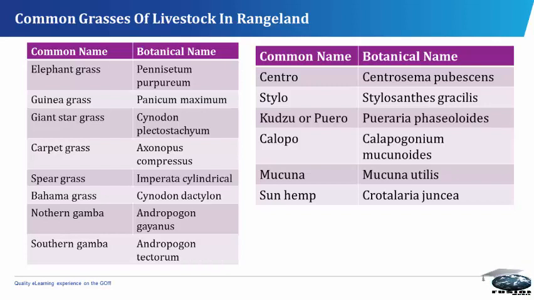Bahama grass is Cynodon dactylon. Northern gamba is Andropogon gayanus. Southern gamba is Andropogon tectorum. Centro is Centrosema pubescens. Stilo is Stylosanthus gracilis. Kudzu or Puero is Pueraria phaseoloides. Calopo is Calopogonium mucunoides. Mucuna is Mucuna utilis. Sunhemp is Crotalaria juncea.